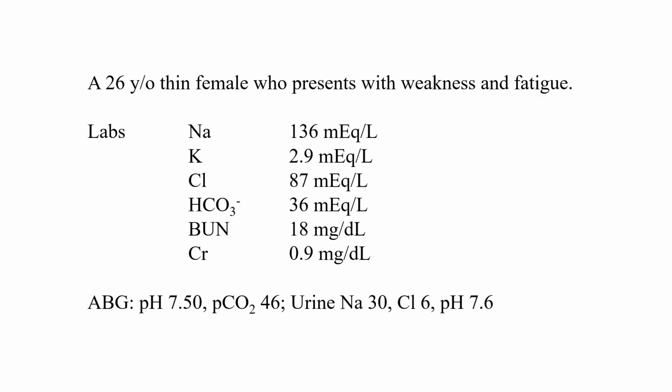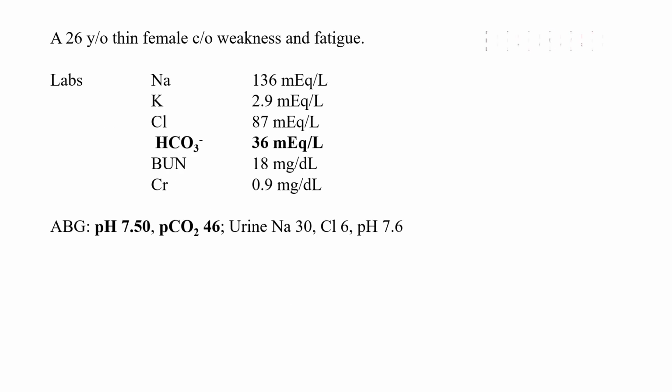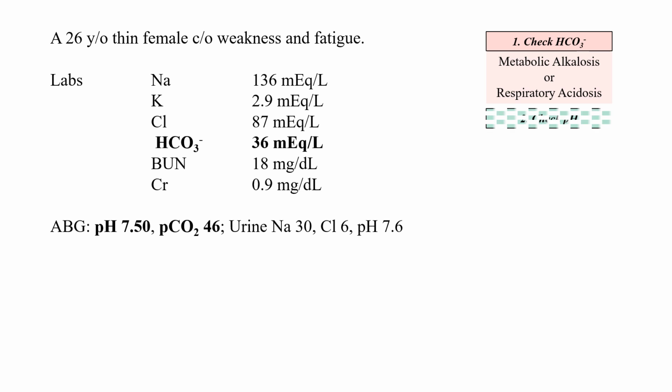This is the case of a 26-year-old thin female who presents with weakness and fatigue. Step 1. Check serum bicarbonate. It is 36, which is high. This means we may have a metabolic alkalosis or respiratory acidosis with renal compensation. Step 2. Check pH. pH is greater than 7.4. This means the most likely disorder is metabolic alkalosis.